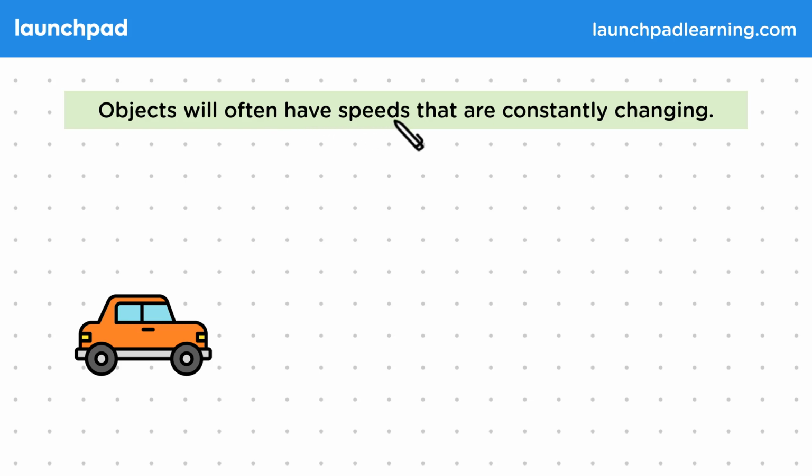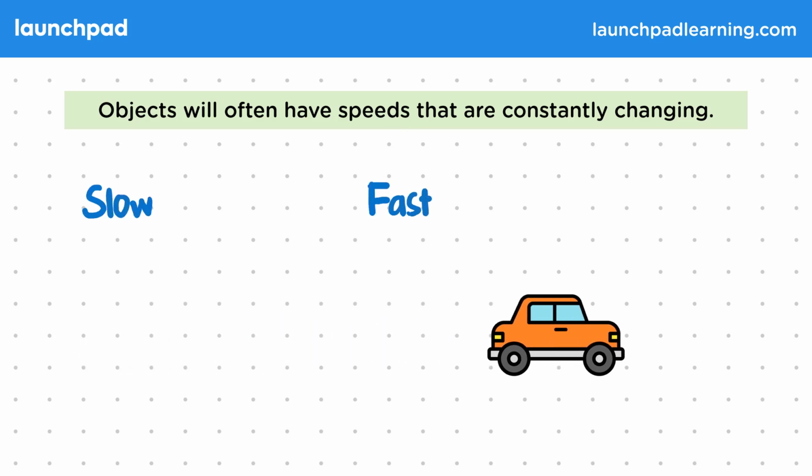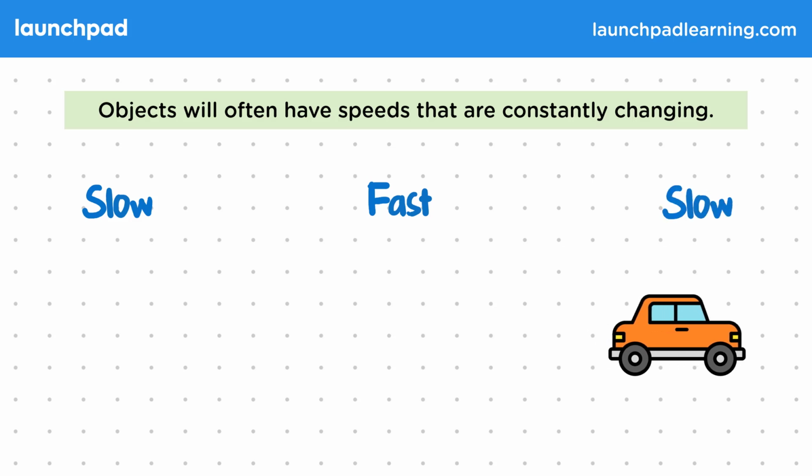Objects will often have speeds that are constantly changing. So what we mean here is an individual speed changing during a single journey, rather than different individuals moving at different speeds. In the example shown here, the car is not travelling at a constant speed. The speed increases from 0, but then decreases back to 0. But why might a car travel at varying speeds?